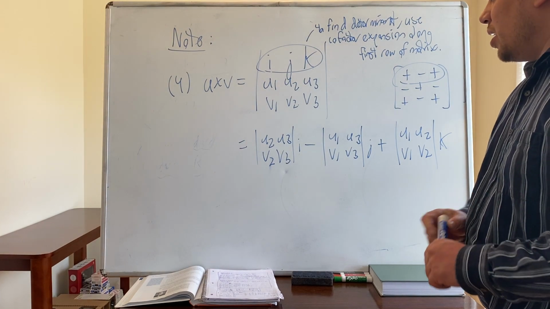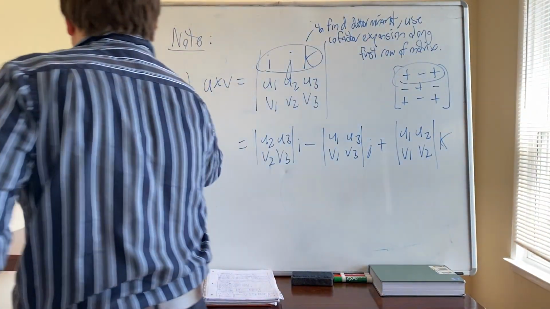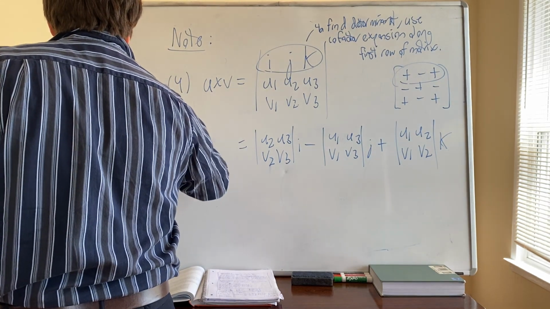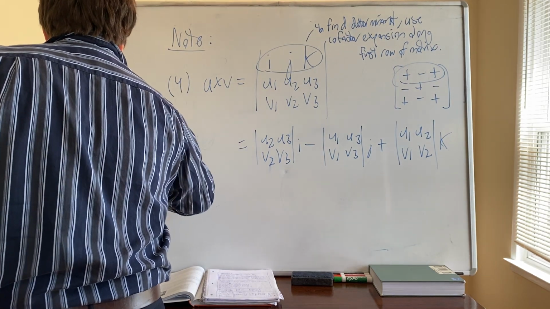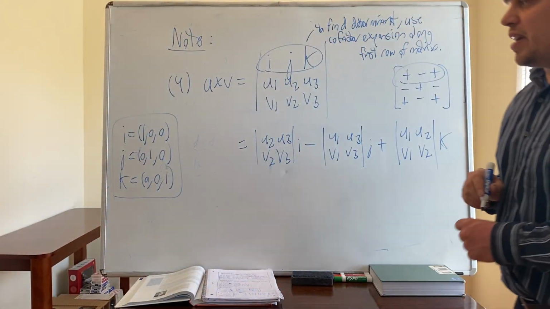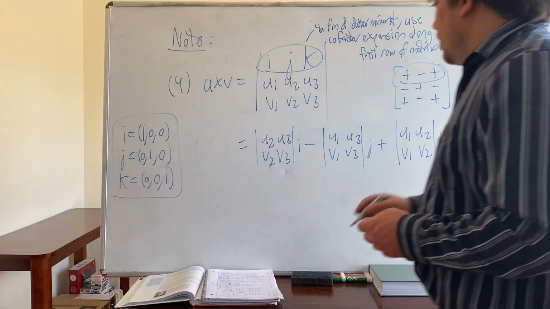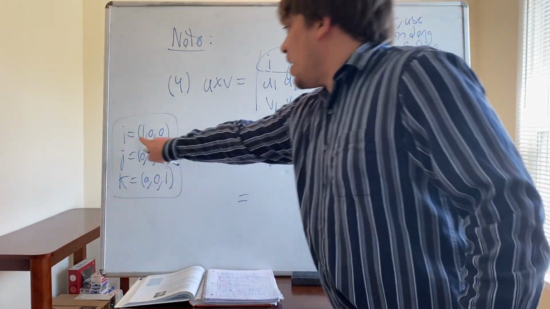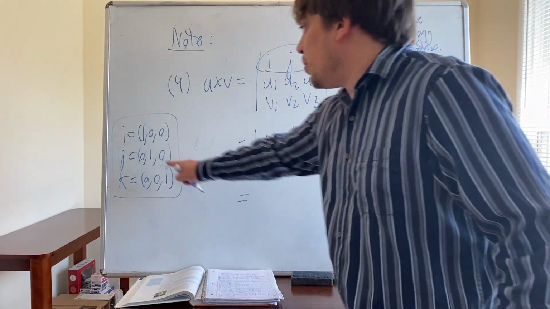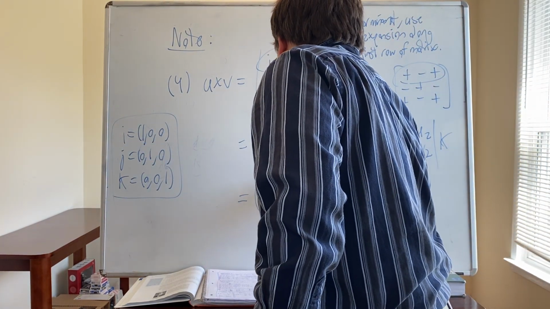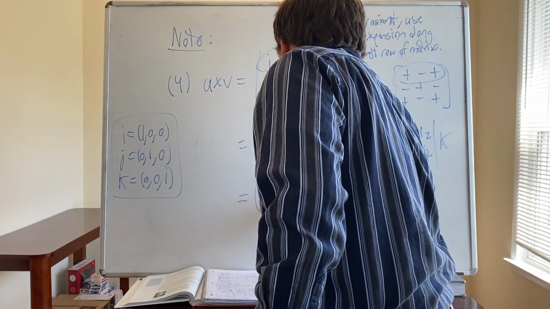But I is the vector 1, 0, 0. J is the vector 0, 1, 0. K is the vector 0, 0, 1. That's what I, j, and k are in R3. So if you take this I and you multiply it by that matrix, what you get is this vector. Okay, so I'm going to write a little bit extra for you here.